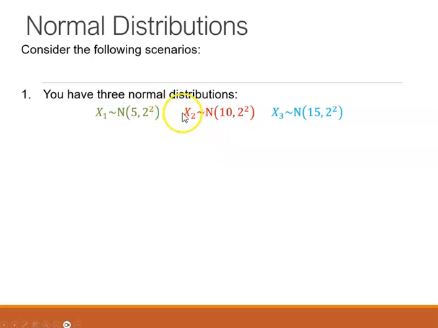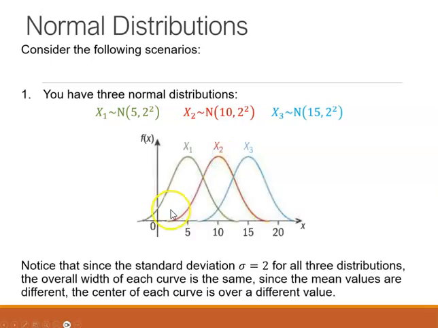Suppose we have the following 3 normal distributions. We have a mean of 5 and a standard deviation of 2, one with a mean of 10 and a standard deviation of 2, and one with a mean of 15 and a standard deviation of 2. This is what they would look like. What do you notice about these 3 normal curves? They're the exact same shape. They've just been shifted.